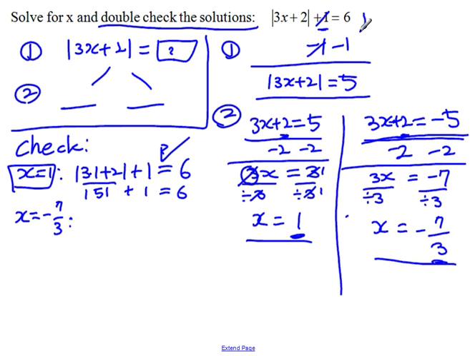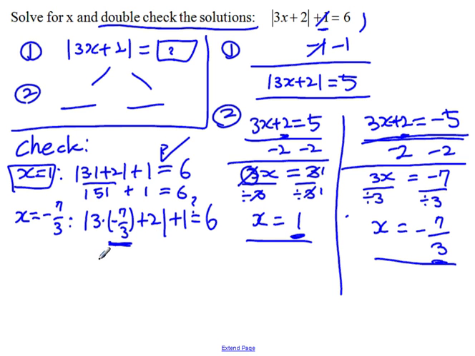And when x equals negative 7 over 3, we plug negative 7 over 3 into the equation. So the absolute value of 3 times negative 7 over 3 plus 2, plus 1 equals 6. So we check if this equation is true or not. But here I need to mention this. When you plug a negative number in for a variable, we need to put that negative number in parentheses, right? So you have to keep this in mind.